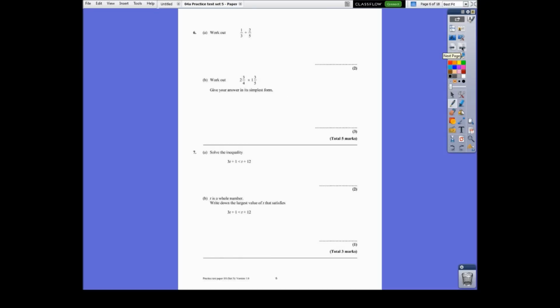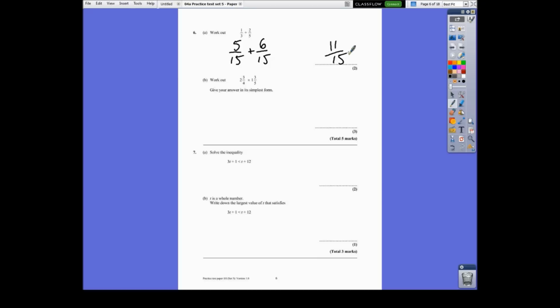Question 6. Work out a third plus 2/5. To add together fractions with different denominators, we need a common denominator. So 3 and 5 both go to 15. So we're going to make these out of 15. 3 times 5 is 15, so 1 times 5 is 5. And 5 times 3 is 15, so 2 times 3 is 6. Add those together, we get 11 over 15.